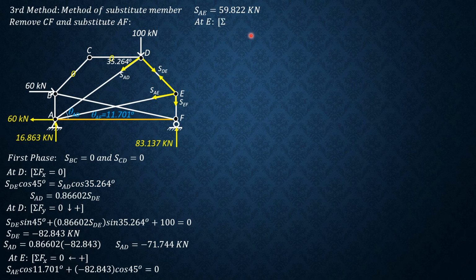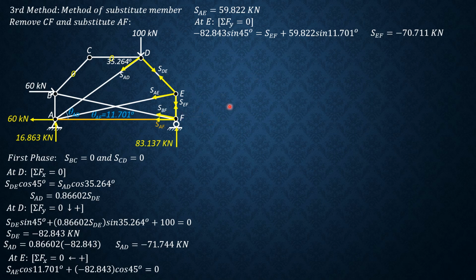Then summation forces vertical equals 0. So we have SDE, which is negative 82.843 sine 45 equals SEF plus SAE, which is 59.822 sine of 11.701. So SEF is negative 70.711 kilonewtons. Having found SEF, we proceed to joint F.